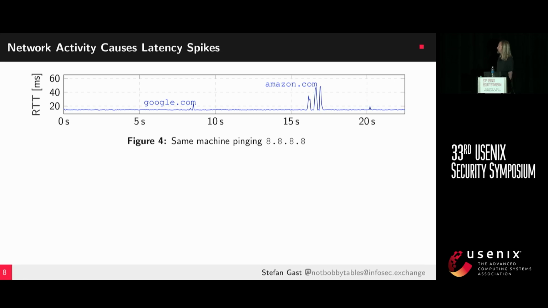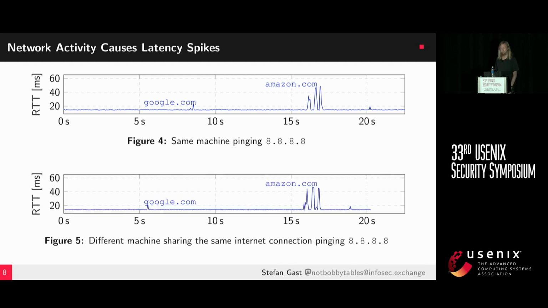If we ping an external server, for example, and then we open up a website, then depending on the website, we might see a small peak in the round trip times. If we open up a larger website, then we might see a more visible peak.